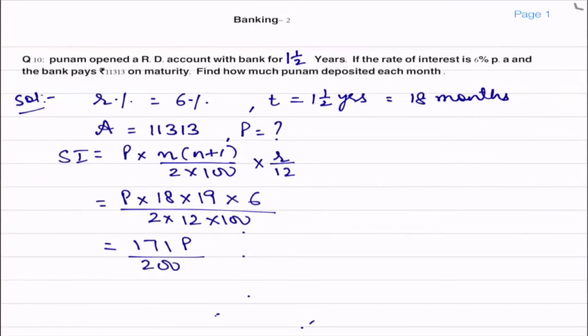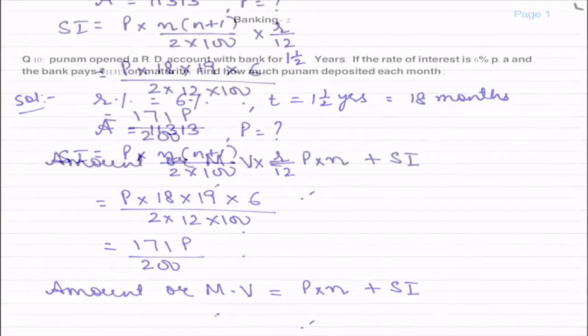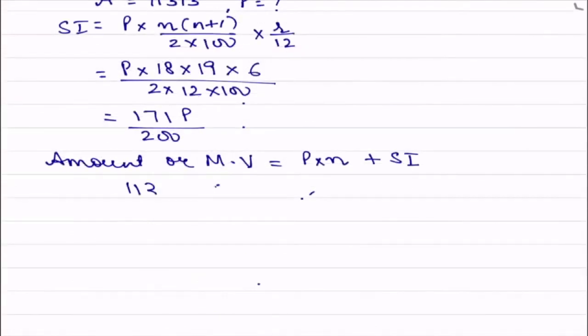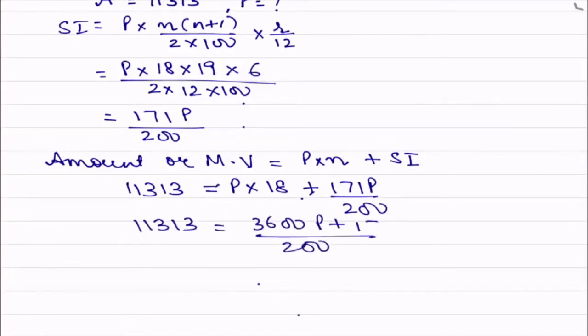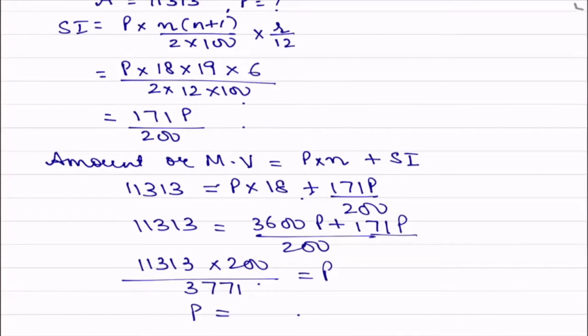So now what is given? Amount is given. So use the formula of amount, or you can say the maturity value, both are same. Maturity value is P into n plus simple interest. We will substitute the values. The amount 11,313 is equal to principal, which was missing, times number of months 18 plus simple interest, which is 171P upon 200. So we will take out the LCM. After doing all the calculation, we will see principal is rupees 600.